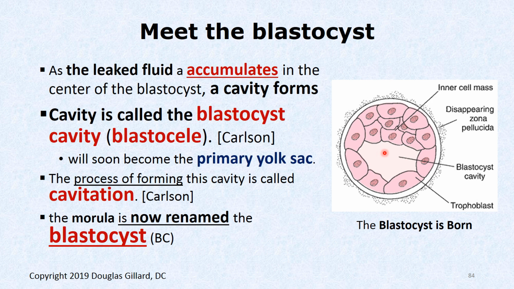With the passage of time, that's going to become our primary yolk sac. But for right now, it's a blastocyst cavity, aka blastocele. You have to know both of these AKAs because you don't know what board question it's going to throw out there, but they're pretty similar. This morula is now no more. Once a morula develops a cavity inside it changes names to the blastocyst. No more morula, blastocyst is here. Everybody good with that? Okay, next one.